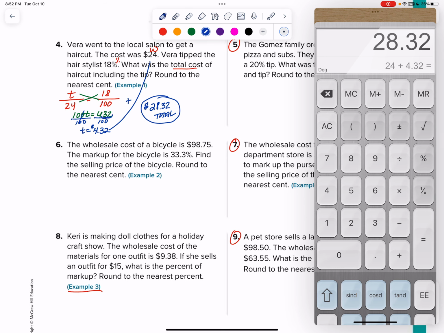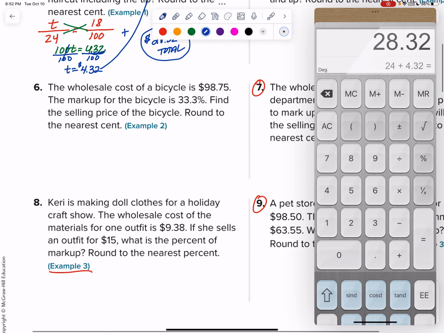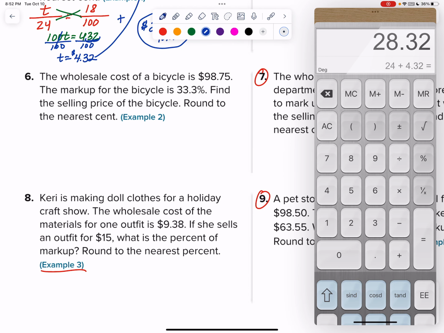Okay, so those ones are nice and easy. Number 5 is the same style. Let's go ahead and do number 6. The wholesale cost is that. Here's my percentage. Find the selling price. Okay, so my percentage of markup is listed there. Now we're doing a markup, so I'm going to use M, even though it's the same process. What's the wholesale? It's $98.75. Set it equal to the percent. We know percent always goes here, 33.3%, and it's always out of 100.